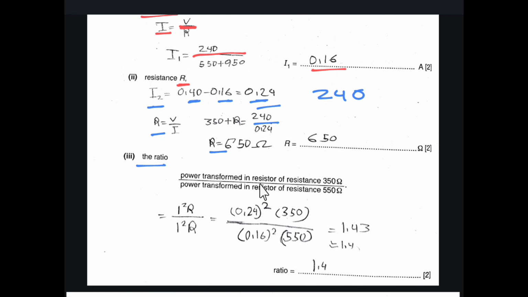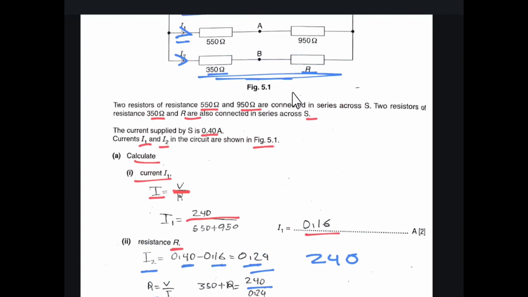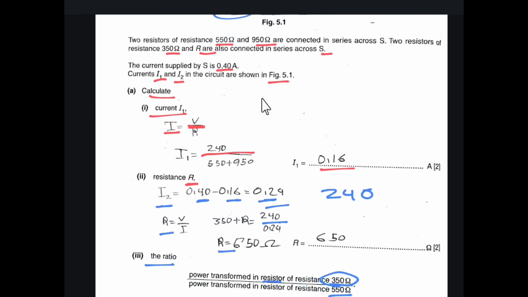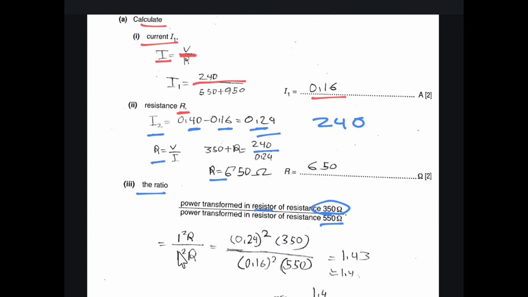The ratio of power transformed in the resistor of resistance 350 ohm and the power transformed in the resistor of resistance 550 ohm. So for the 350 ohm resistor and the 550 ohm resistor, we need to find this ratio, and we know the power is equal to I square R. Actually power is equal to VI, and V is equal to IR, so power is equal to I square R, or I is equal to V by R, so power is equal to V square by R. You can use any of these equations, but since we know the value of current and the resistance, I have used this equation.